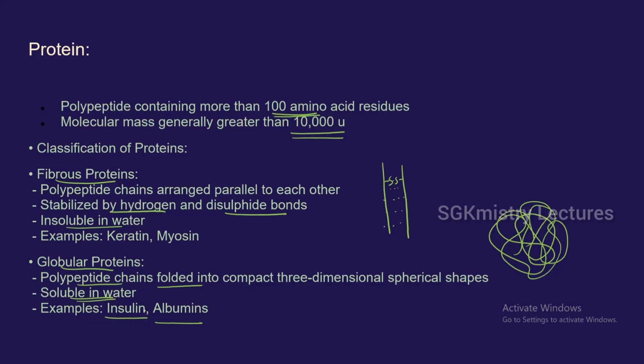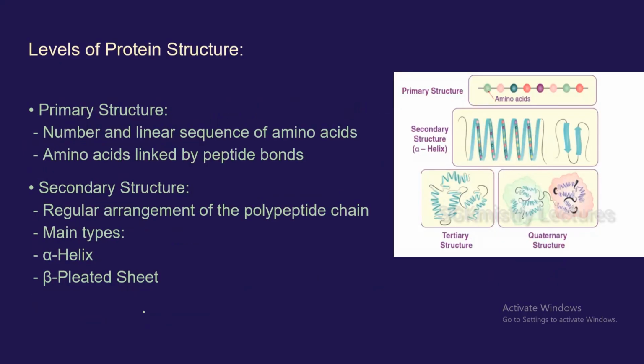Okay. Next, on the basis of structure as well as the shape, protein can be studied under 4 different levels. So we have primary structure. You can see here in the primary structure, we are just looking into the linear sequence of amino acids which are held together by the peptide linkages to form the chain.